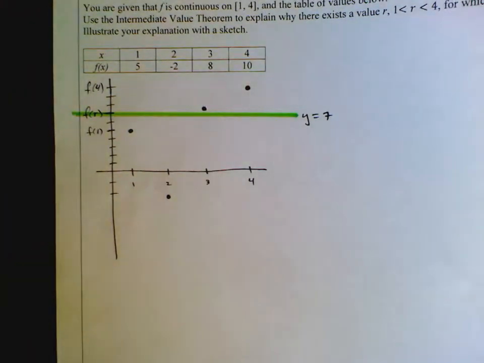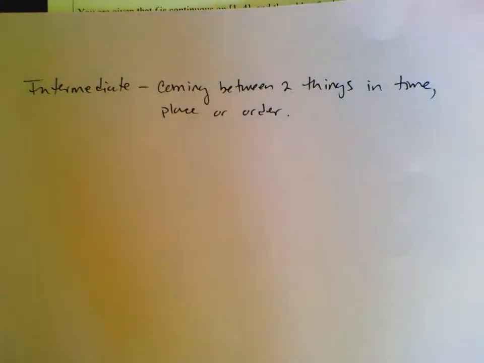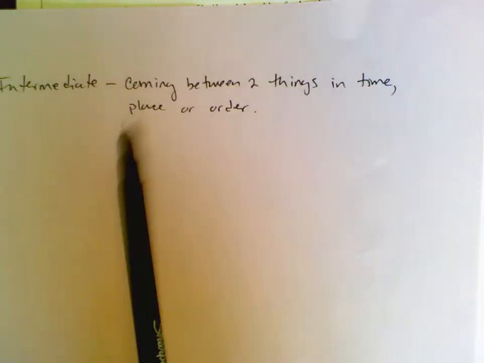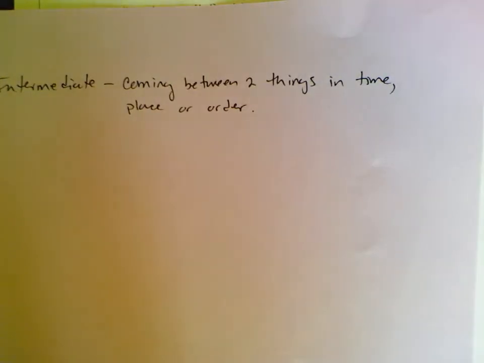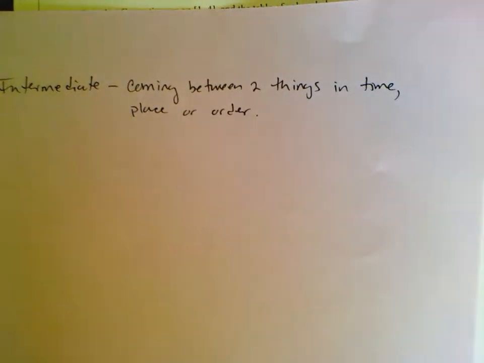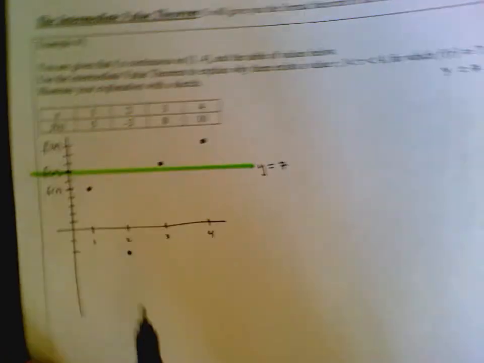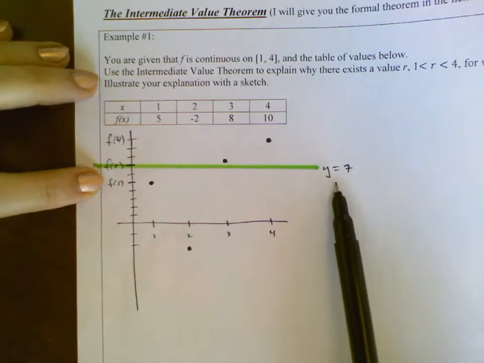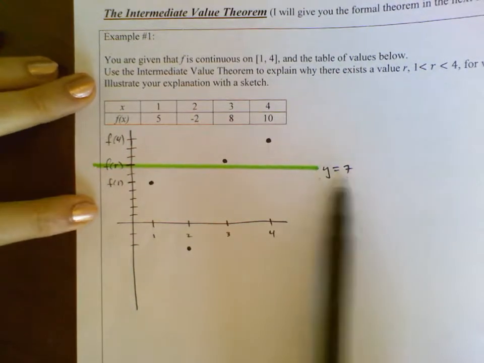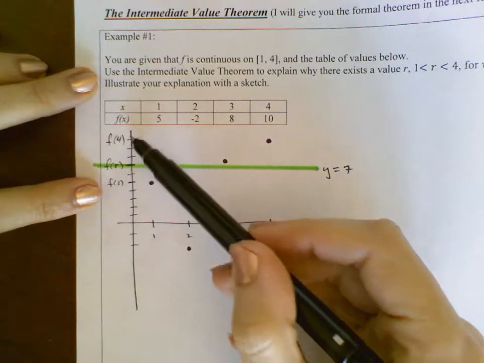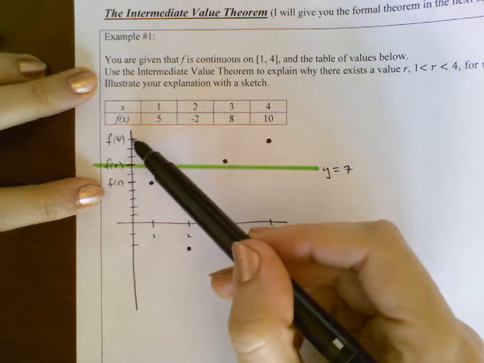And now let me introduce this word intermediate. I Googled this. Intermediate means coming between two things in time, place, or order. So guys, if you look here, this 7 right here is an intermediate value between f of 1 and f of 4.